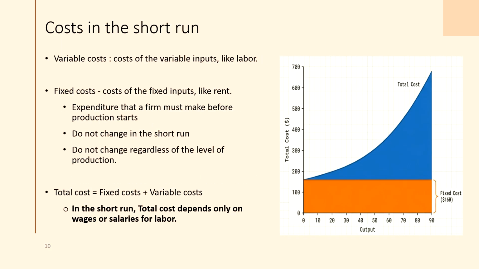In the short run, we divide costs into two types. Fixed costs are costs that do not change with the level of output. Examples include rent or equipment costs. Variable costs are costs that change with production, such as wages for labor. Total cost is the sum of the fixed cost and variable cost. Since labor is the only variable input in the short run, total cost mainly depends on wages.